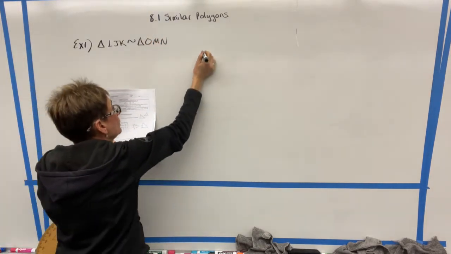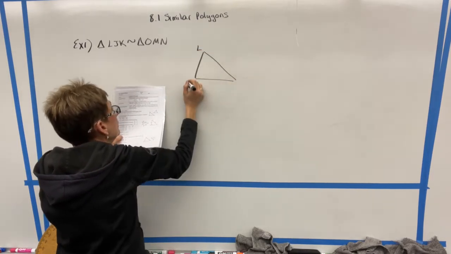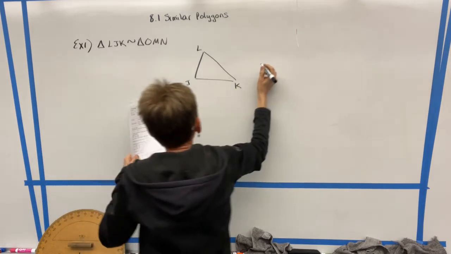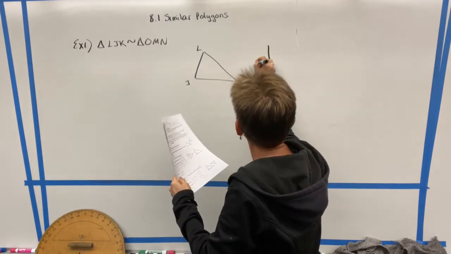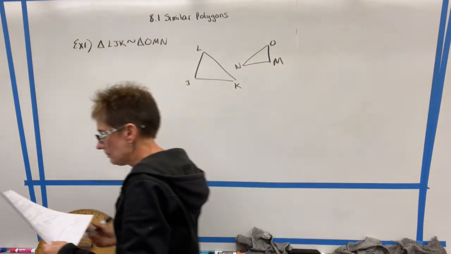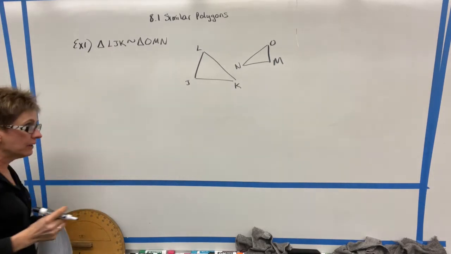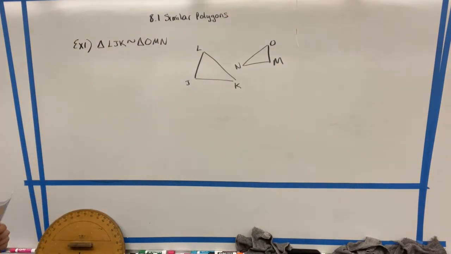And we'll draw the triangles off to the side here. We're going to have LJK and OMN. Now it says, name all pairs of congruent corresponding angles. So let's find the congruent corresponding angles. What angle is angle L congruent to? Can you look at the similarity statement and tell me what angle is angle L congruent to?